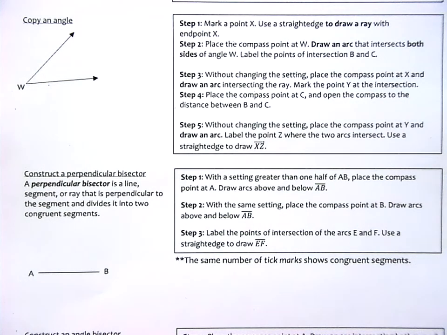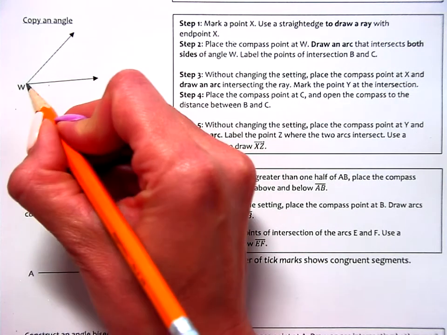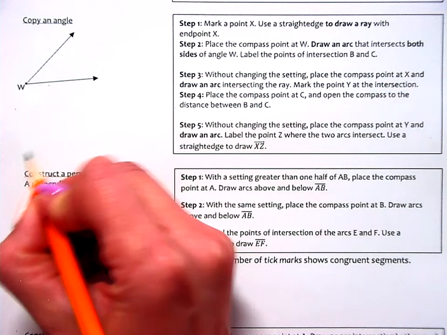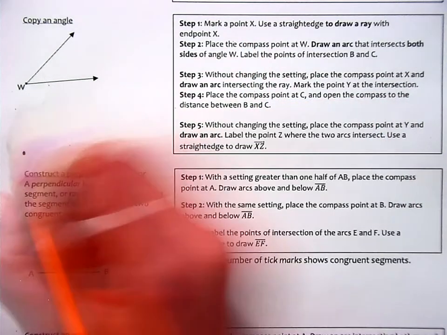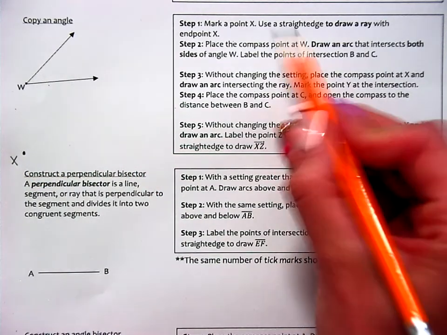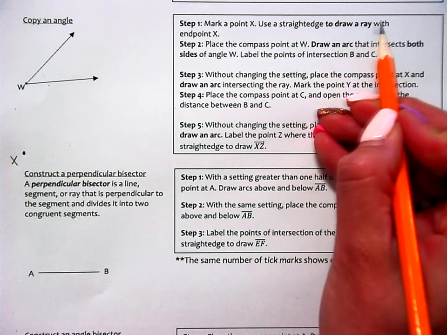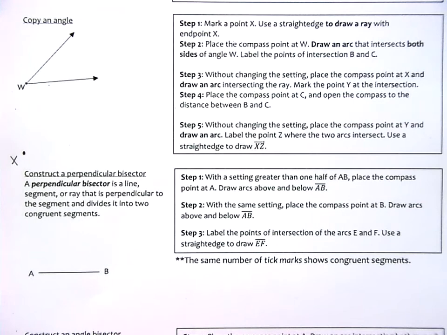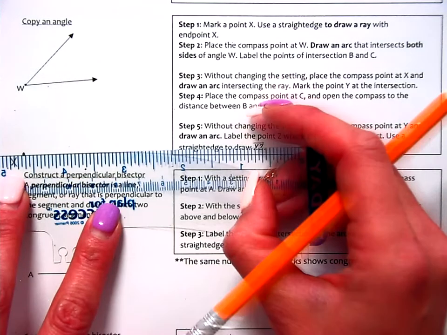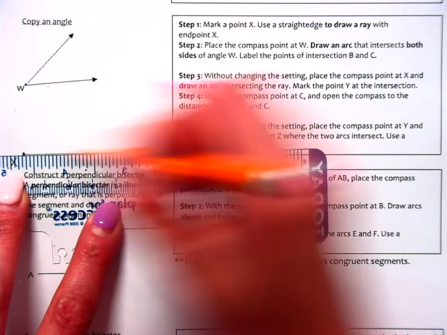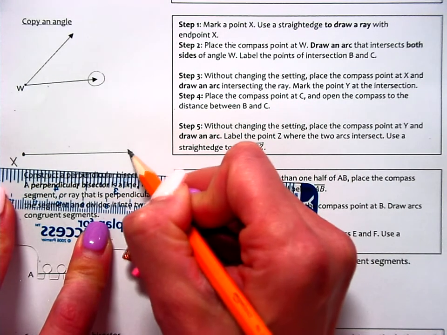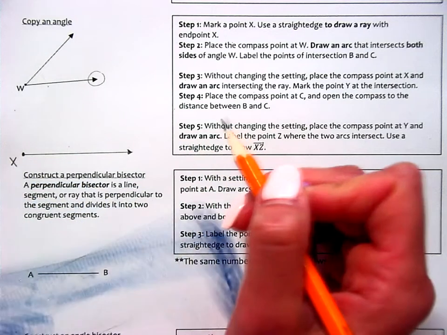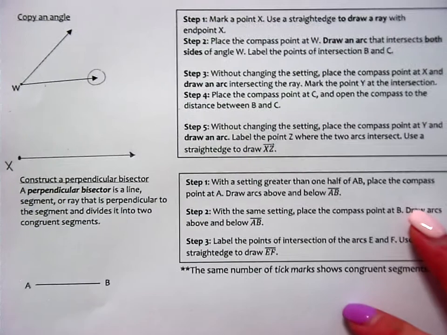If we're trying to copy an angle, we first have to mark a point. So right underneath it, I'm going to mark point X. And then we're going to use a ruler, straight edge, to draw a ray with the endpoint X. So if X is my endpoint, that means my ray is going to go in this direction. I'm just going to make sure it's in the same direction as the given one. It's just slightly longer. It doesn't have to be, but that's what I'm going with.